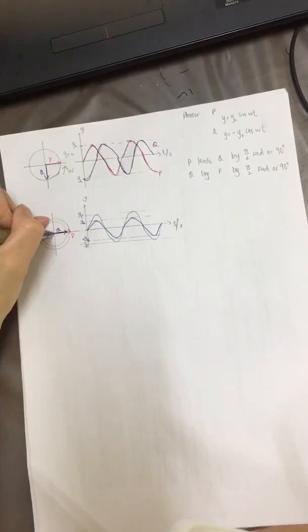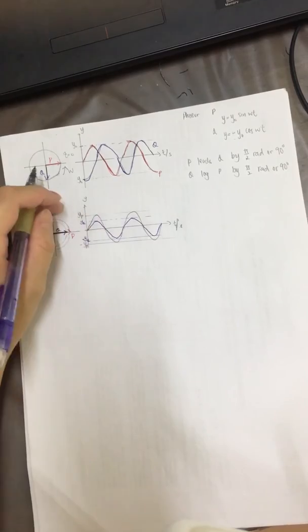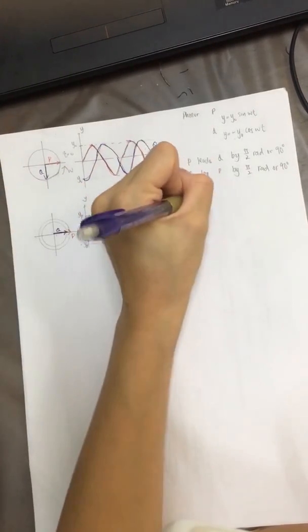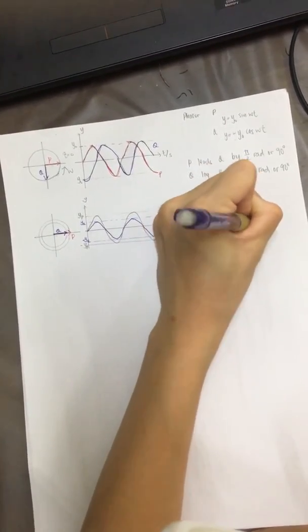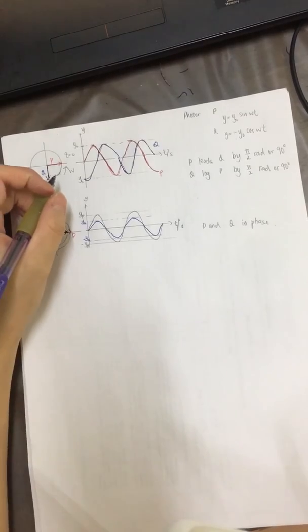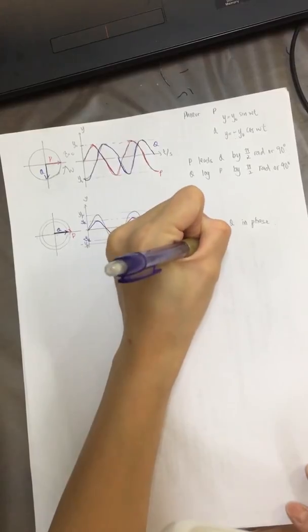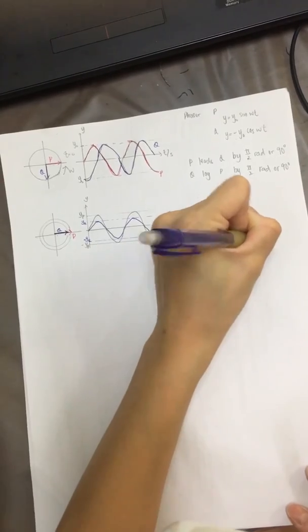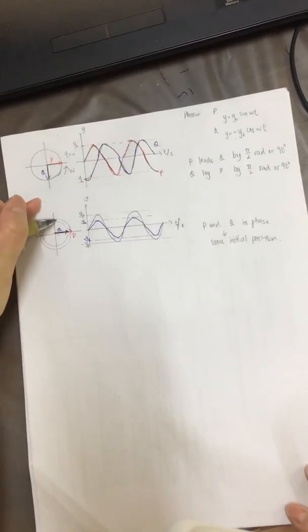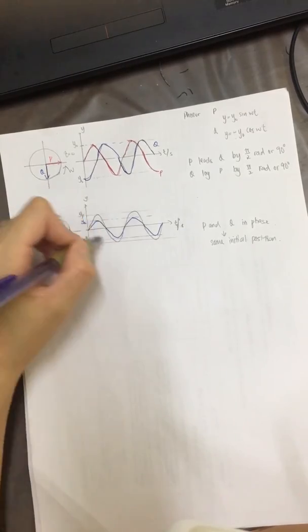But both generate a sine graph, so they are not leading or lagging each other. They are in phase. We call this P and Q in phase, because they start from the same initial position. But they have different magnitudes. P has a bigger magnitude than Q, so your graph will look like this type of graph.